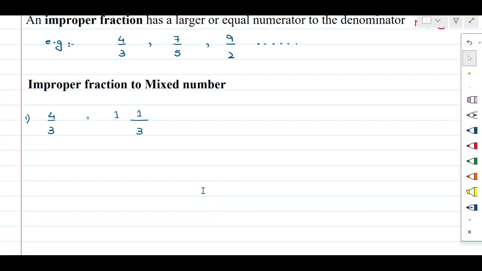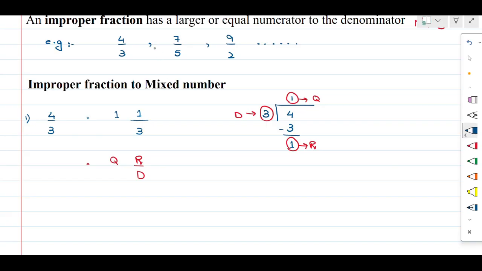Or I will also show you with the help of the division method. We have 3 over here and 4 over here. 3 times 1 is 3. When you subtract, the remainder is 1. So how do we write this down? In the whole number place, we write the quotient. The numerator is your remainder and the denominator is your divisor. So this number is your quotient, this number is your remainder, and this number is your divisor. So first the whole part is the quotient, and then remainder over divisor, right?